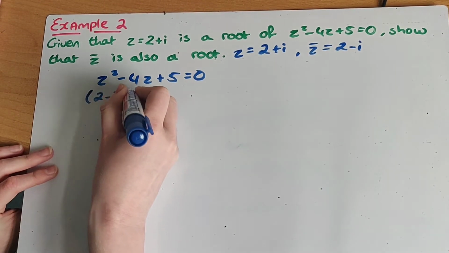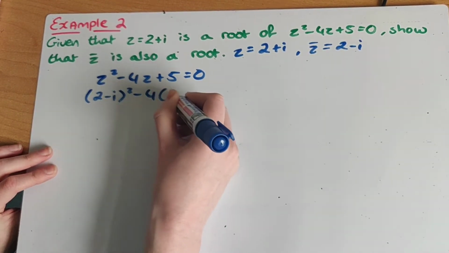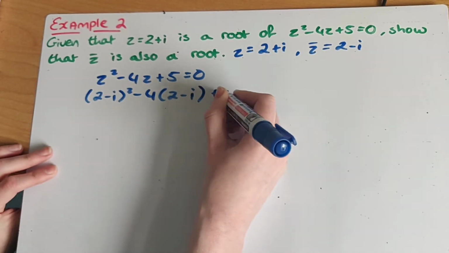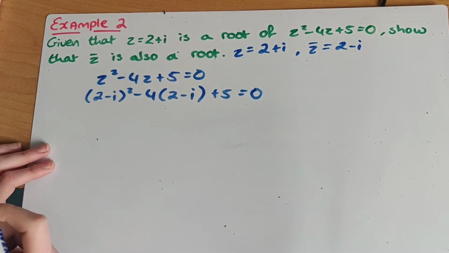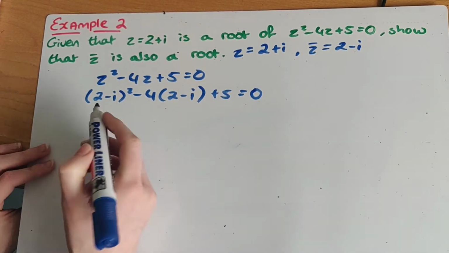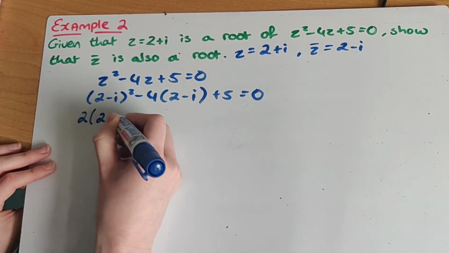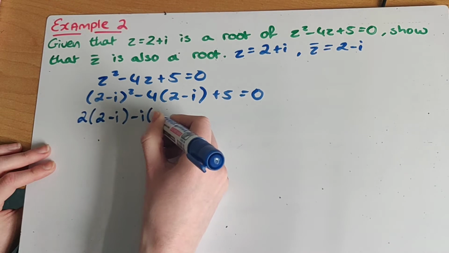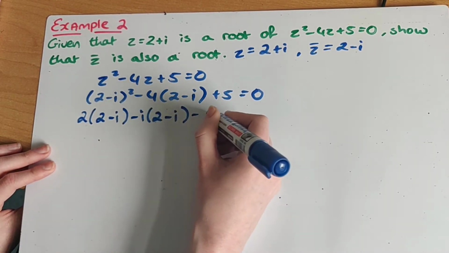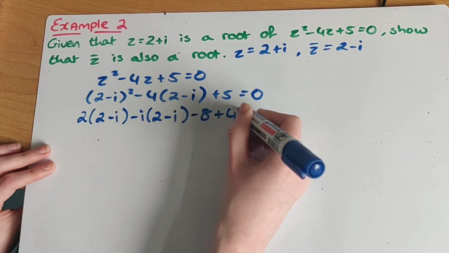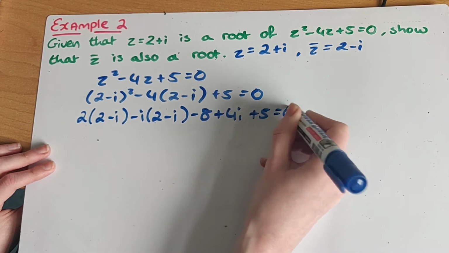So I have (2 - i)² - 4(2 - i) + 5 = 0. And now I'm going to start multiplying. So what I see here is I need to split my brackets. So I have (2 - i)(2 - i), minus 4 by 2 is minus 8, plus 4i, plus 5 is equal to 0.